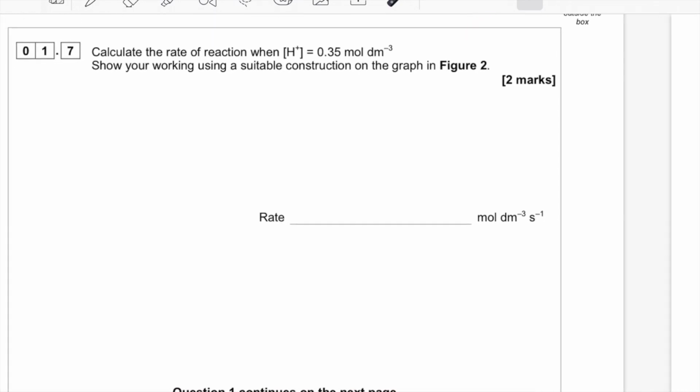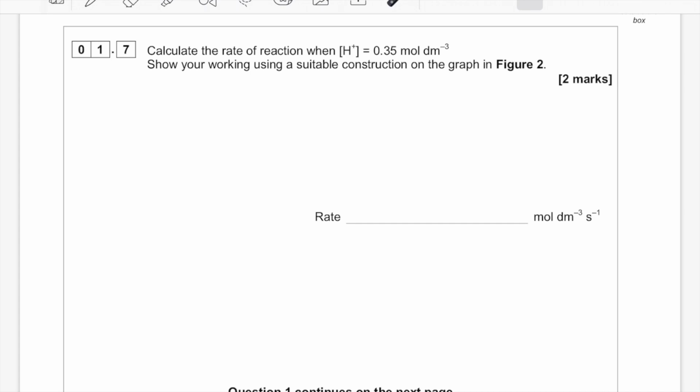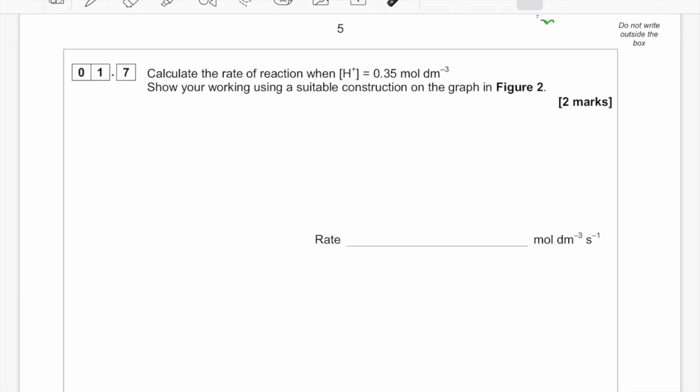And then it asks us to calculate the rate of reaction when the concentration of hydrogen ions is 0.35 moles per decimeter cubed. Show your working using a suitable construction on the graph in figure 2. So you would have both of these pages, one the left-hand side and this the right-hand side, with everything in front of you. Now, when they ask you to work out the rate at a particular concentration, what you're going to be doing is drawing a tangent at that concentration.